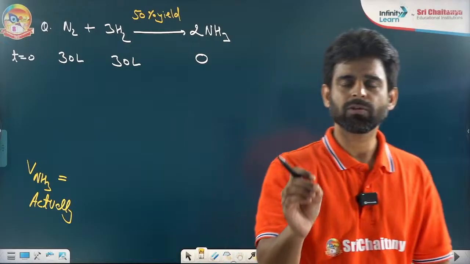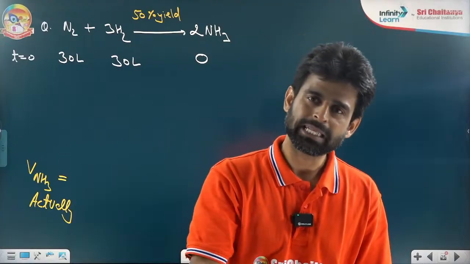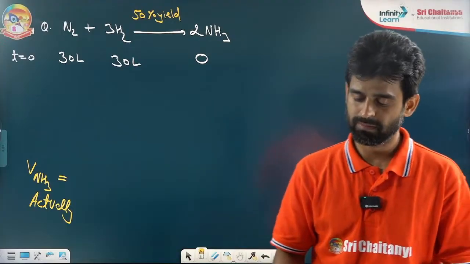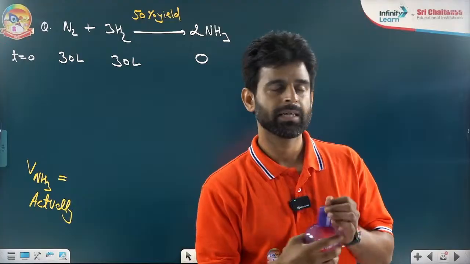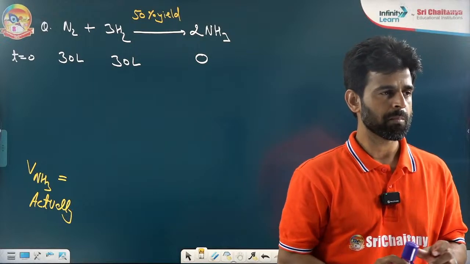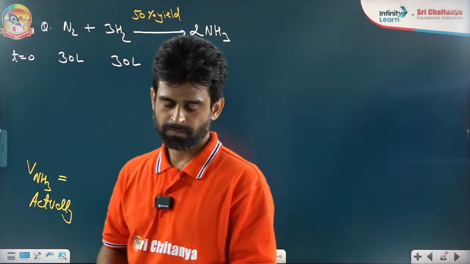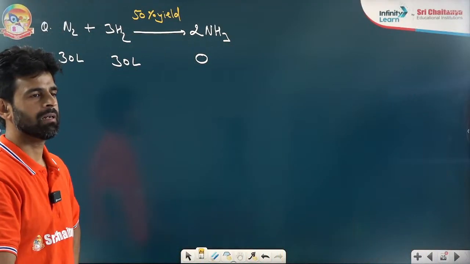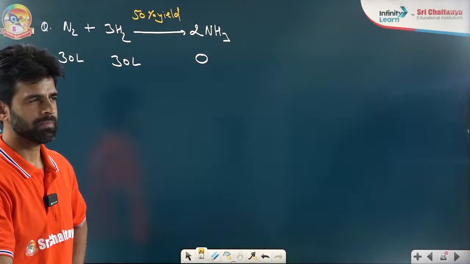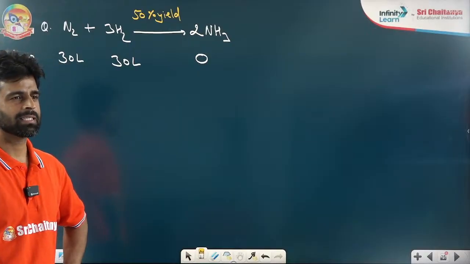Using stoichiometry, first of all, simply find how much volume should be formed, expected. Then apply the topic of percentage yield to get the actual volume of ammonia formed. Please make it fast. Give me the answer. Yes, Gayatri gave the right answer. Gayatri is saying 10 liter.